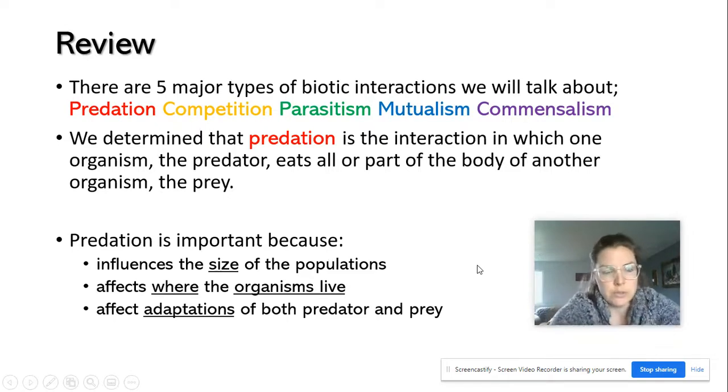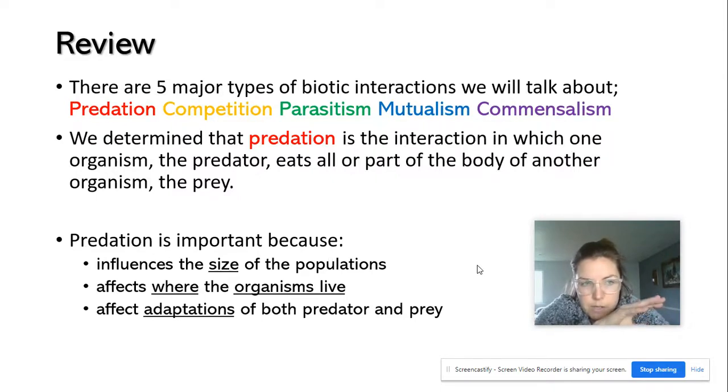So just to recap what we just talked about. There are 5 major types of biotic interactions that we're going to talk about: predation, competition, parasitism, mutualism, commensalism. We just talked about predation. So we determined that it's an interaction in which one organism, the predator, eats all of or part of the body of another organism, the prey. Why is predation important? Why do we study it? We all know the basics behind it, but why is it important to study?